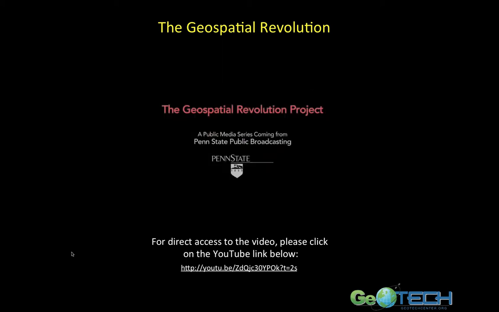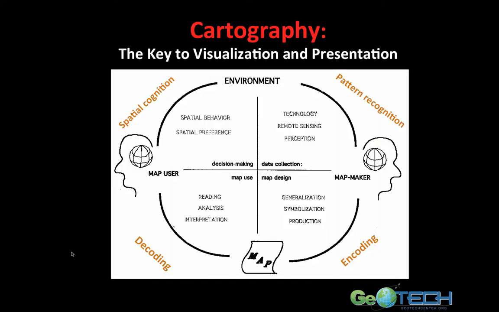That was pretty good. In about a 5-minute video clip, we now have a pretty good idea of what geospatial technology is, what it entails, and some of the things that we can do with it. Now, let's spend the next few moments talking about the major components of geospatial technology. There is cartography, which is the key to visualization and presentation, i.e., map making.